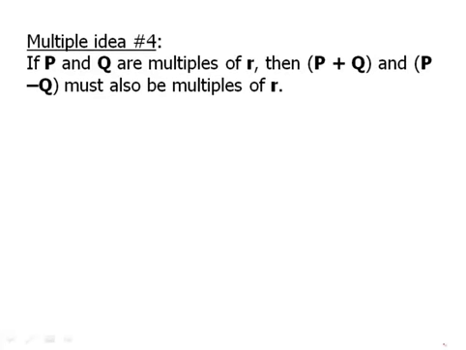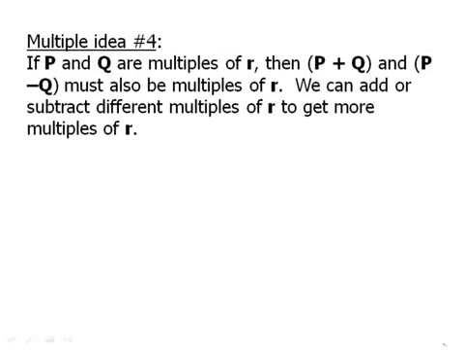Because if I can add 7 or any number of 7s, that also should mean I should be able to add any multiple of 7 or subtract any multiple of 7, and I would still have another multiple of 7. So we can add or subtract different multiples of R to get more multiples of R. That is a deep idea right there.